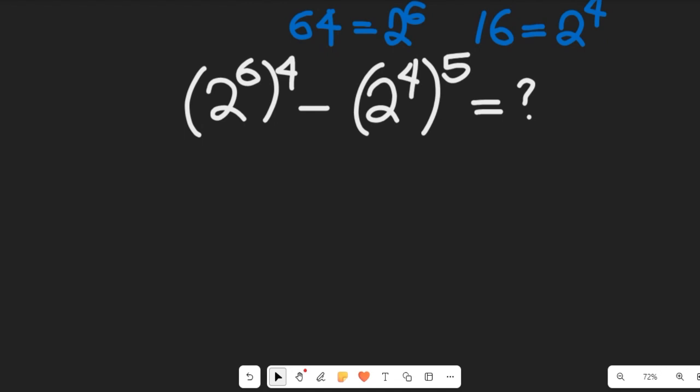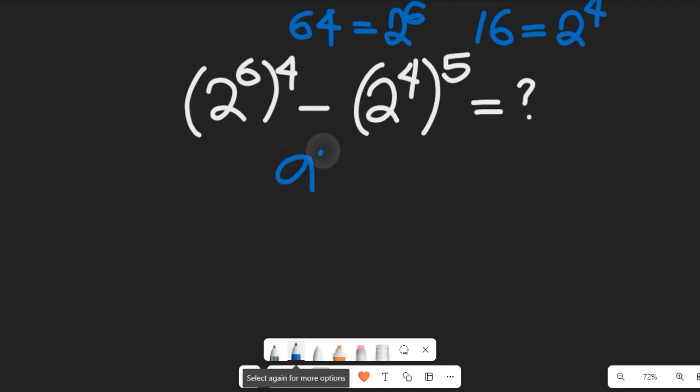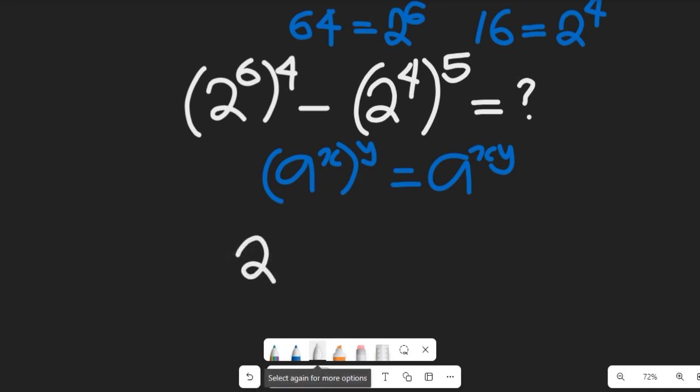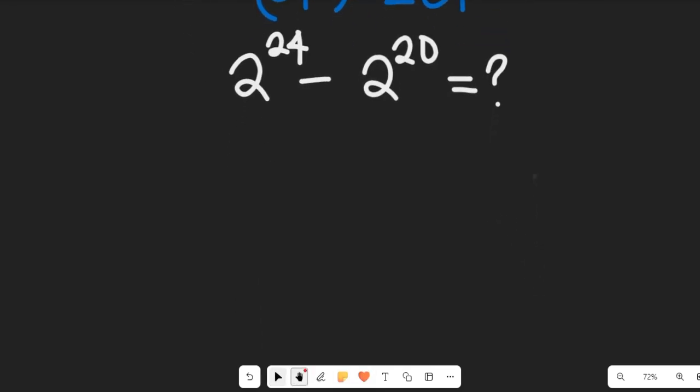In the next step, we'll simplify using the laws of indices. When you have a to the power of x, all to the power of y, this is equal to a to the power of xy, right? Because the indices multiply. So 6 times 4 gives us 2 to the power of 24, minus 4 times 5, which is 20. So we'll have 2 to the power of 24 minus 2 to the power of 20, and this will be equal to what? Now let's see what the next step will give us.